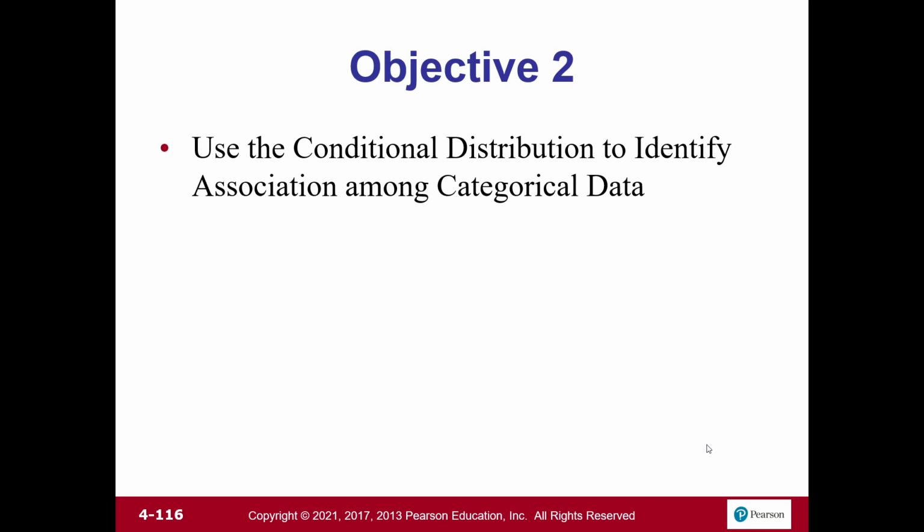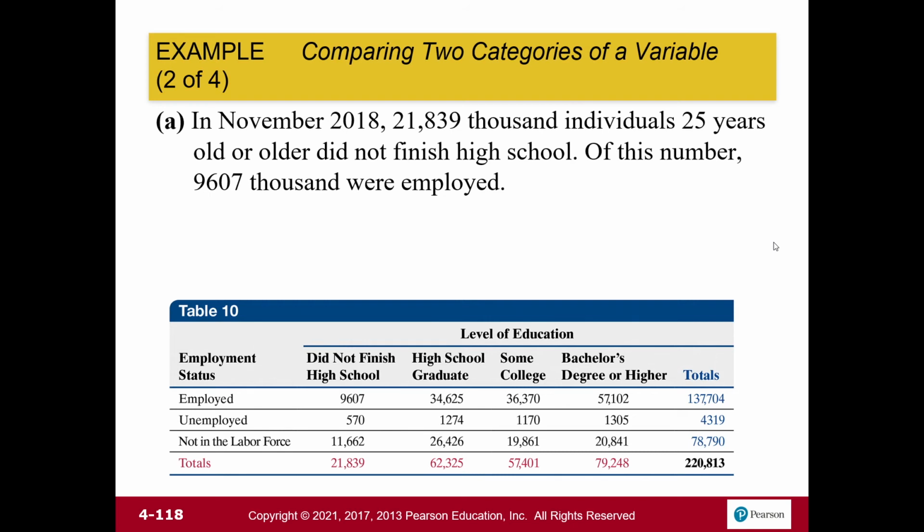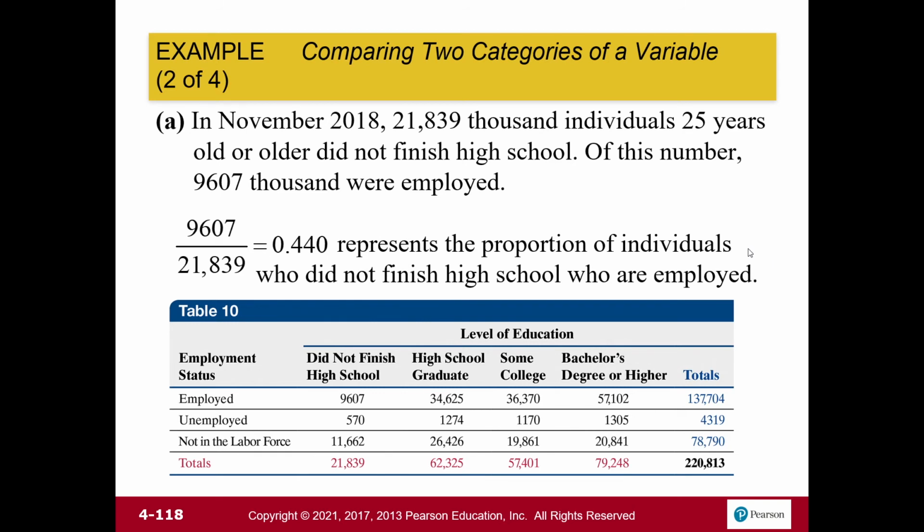Here it says use the conditional distribution to identify association among categorical data. It asks what proportion of the following groups of individuals is employed: those who did not finish high school, then high school graduates, those who finished some college, and then those who have at least a bachelor's degree. For part A, we're getting 9607 divided by that total.